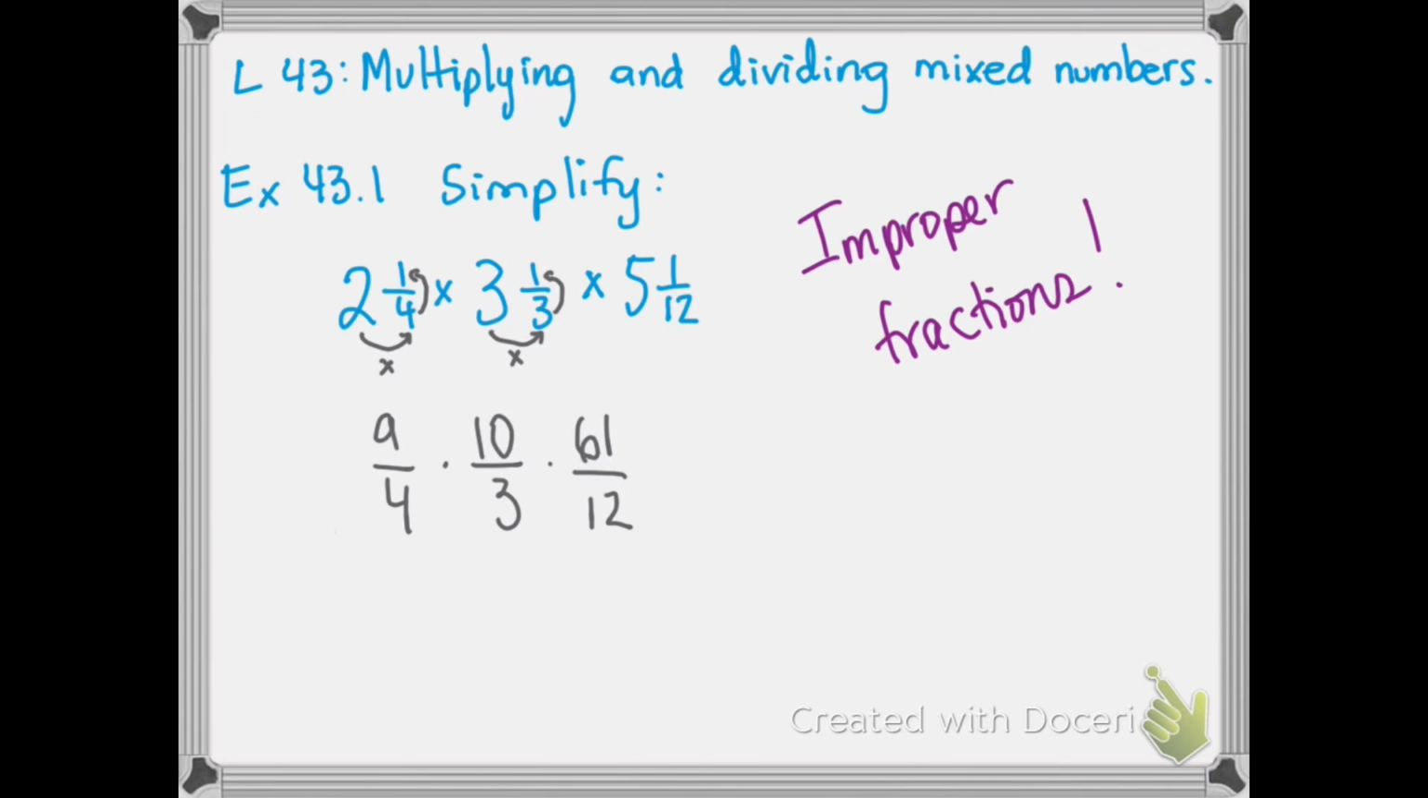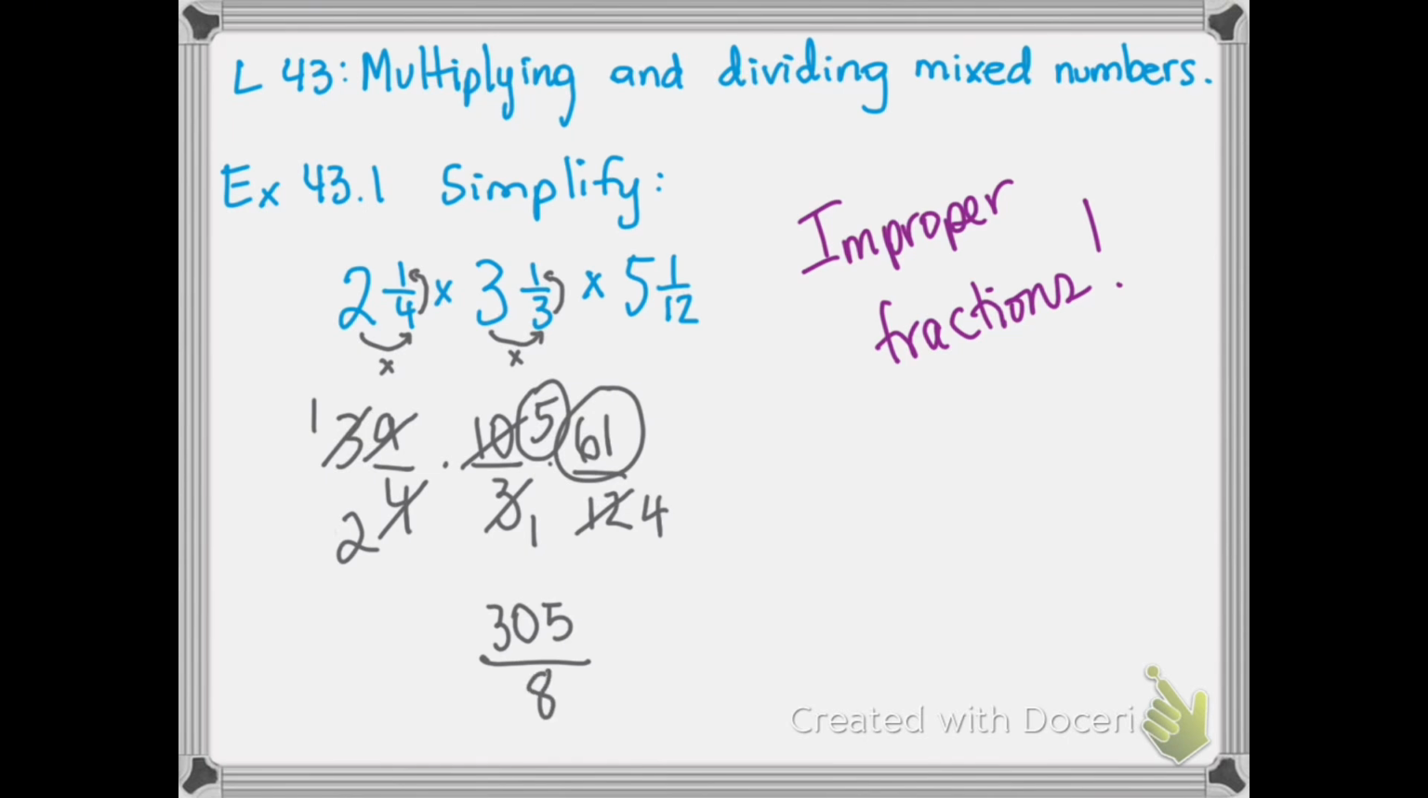So we're going to divide the 4 by 2 and the 10 by 2. Then we will divide the 9 by 3 and the 3 by 3. Then we can also divide the 3 by 3 and the 12 by 3, which is 4. Now there's nothing else we can reduce, so we multiply 5 times 61, and that equals 305. And then on the bottom, 2 times 4, which equals 8. And that's it. Very simple exercise.